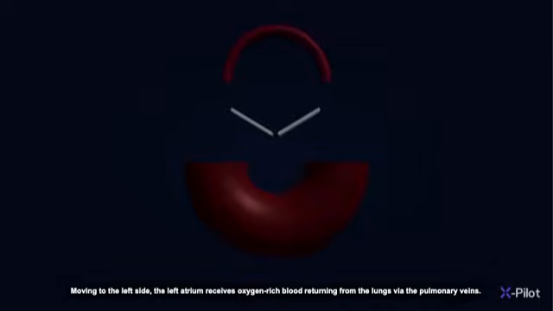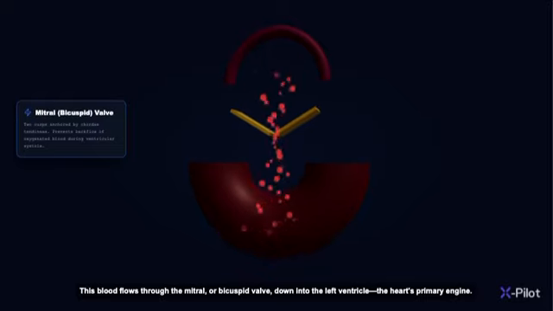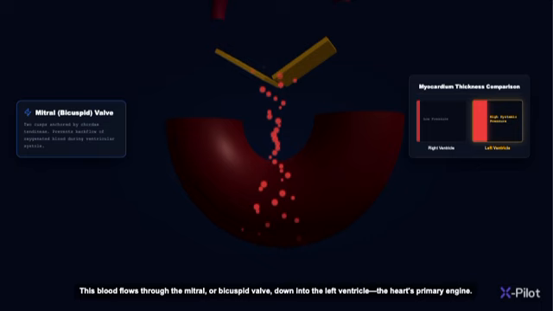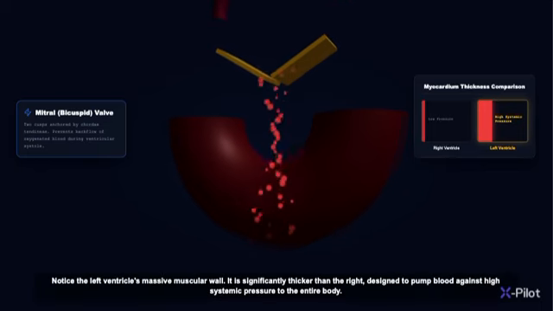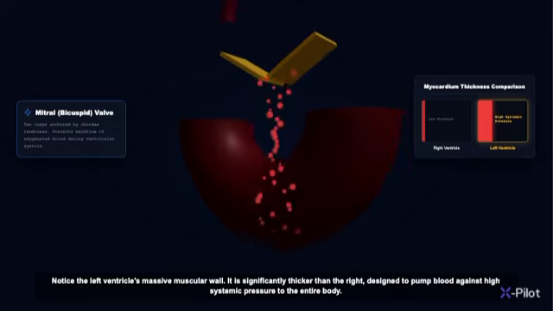Moving to the left side, the left atrium receives oxygen-rich blood returning from the lungs via the pulmonary veins. This blood flows through the mitral or bicuspid valve, down into the left ventricle, the heart's primary engine. Notice the left ventricle's massive muscular wall. It is significantly thicker than the right, designed to pump blood against high systemic pressure to the entire body.